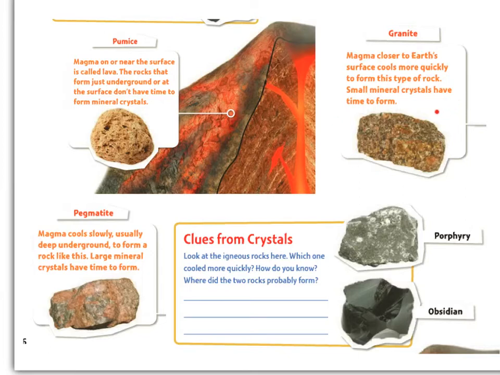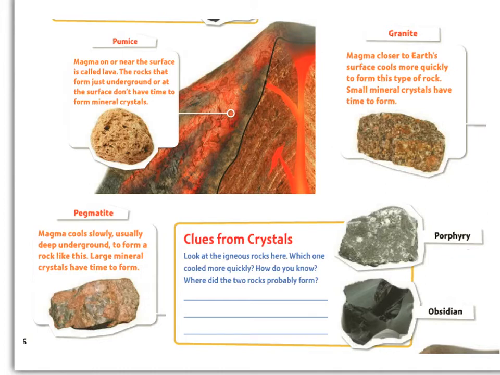Granite tells us that magma closer to Earth's surface cools more quickly to form granite. Small mineral crystals have time to form. Granite is a rock used in many household items, like countertops. Pegmatite is a slower cooled igneous rock. It's formed deep underground and it has large crystals.